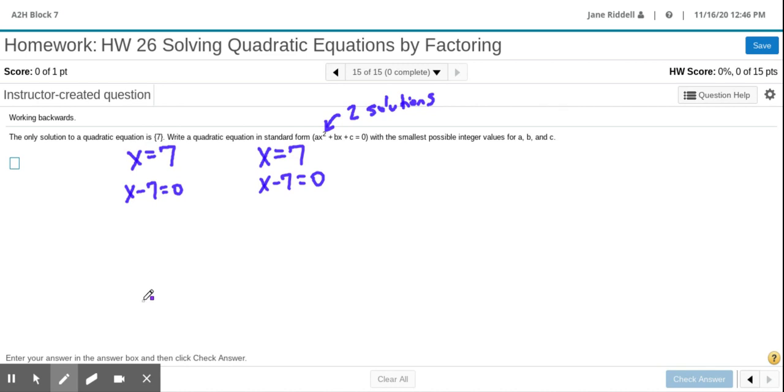So that's the only difference with question number 15 compared to 13 and 14. The nice thing about question number 15 is you don't have any fractions to work with, so you already are guaranteed those integer values. But that is how you work backwards, taking a solution and then coming up with a quadratic that would have those given solutions. So I hope that video helps.